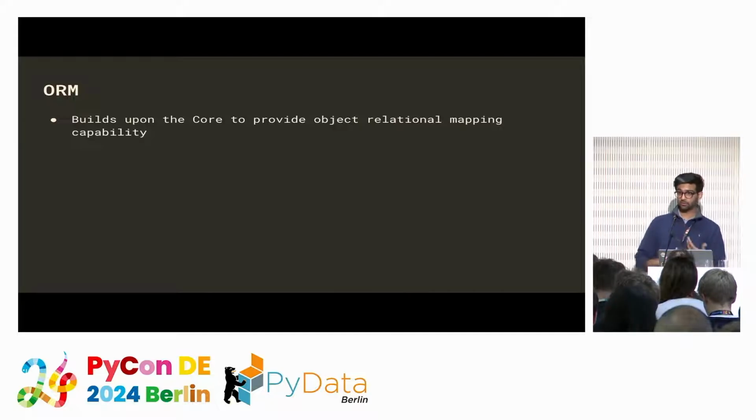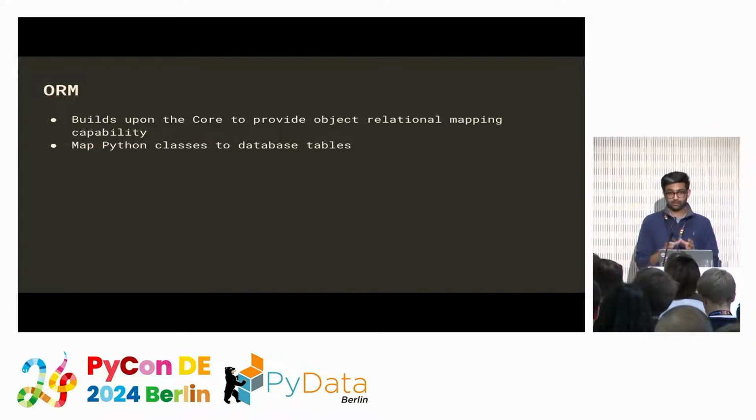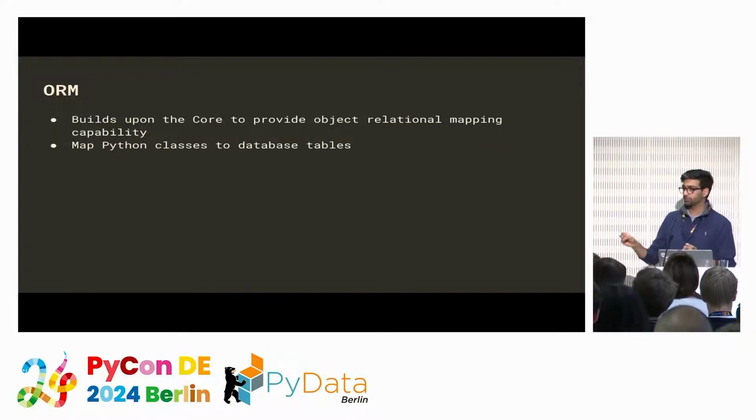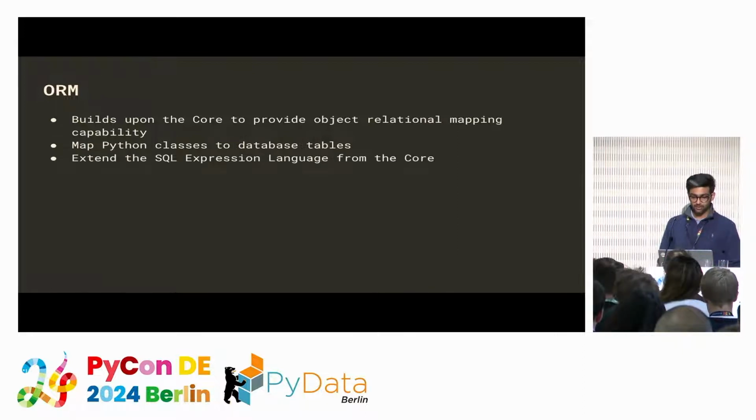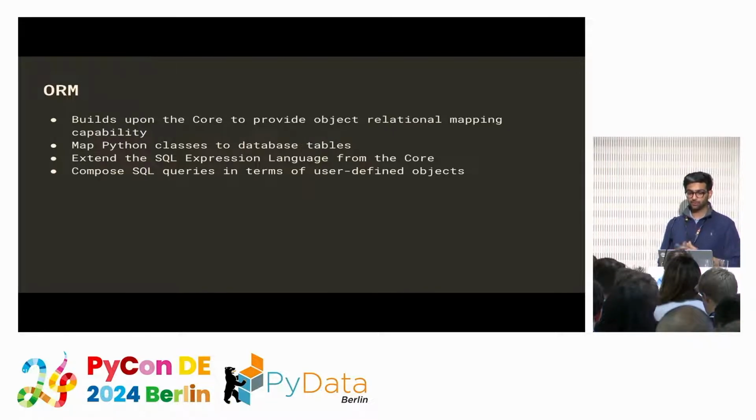The ORM builds upon this to introduce object relational mapping functionality, where the Python classes map to the database tables. The columns in your table are the class variables of your Python class, and the database table is represented by a Python class. It also uses the SQL expression language from the core. And this allows you to use your SQL queries as user-defined objects.